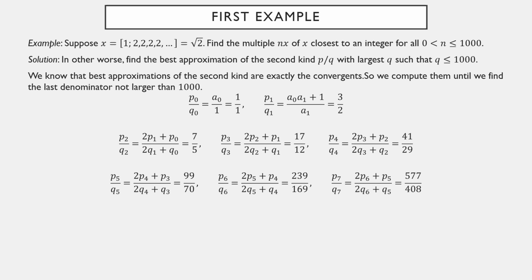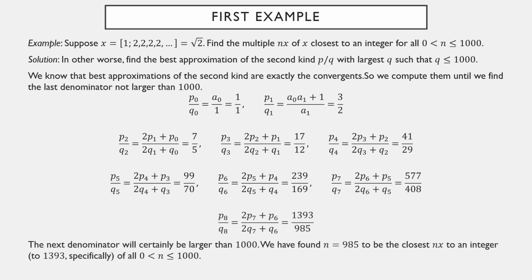We keep computing P over Q, and we get 99 over 70, 239 over 169, 577 over 408, 1393 over 985. Now definitely if I compute the next term, I'm going to get a Q larger than 1,000, so we're going to stop here. So what was the last in the sequence of Pn over Qn whose denominator was not bigger than 1,000? 1393 over 985.